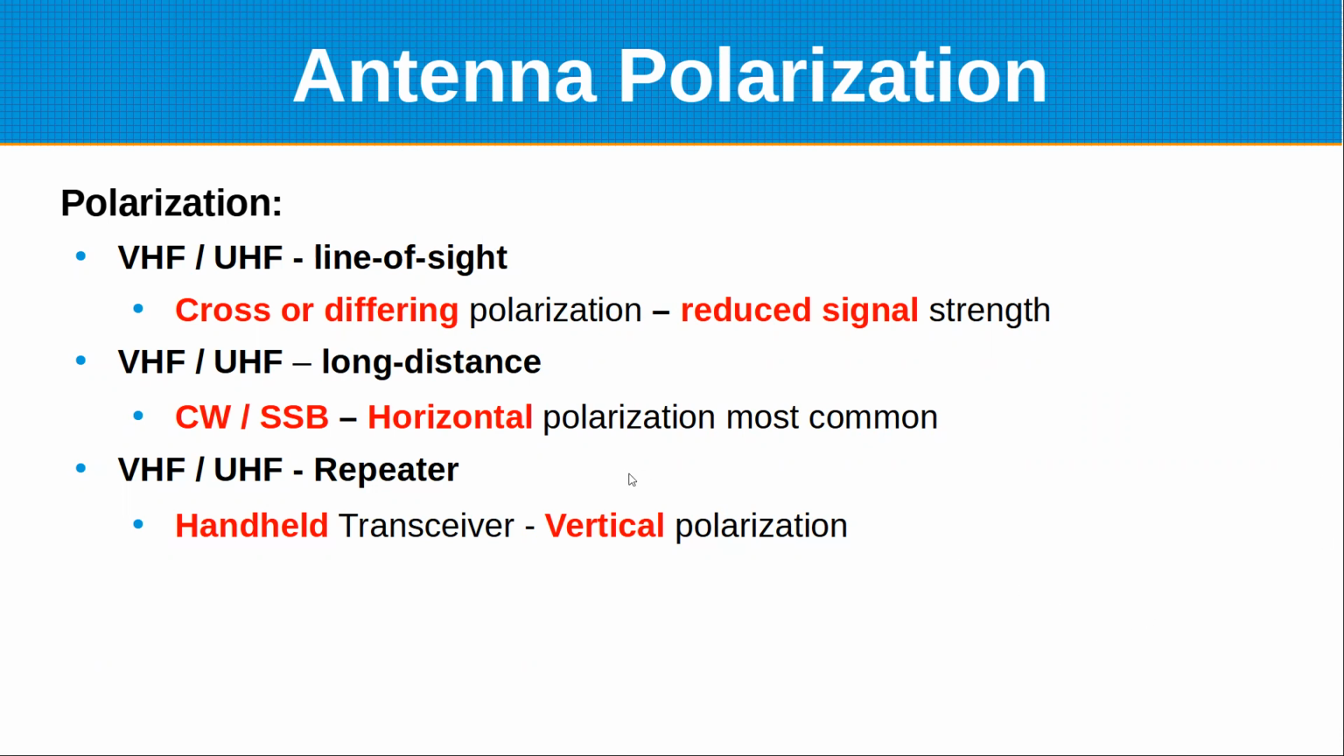And for repeater handhelds, normally you want to stay vertical. If you're having trouble talking to somebody, you want to try to keep both antennas up or sideways, but they need to be the same. And typically a repeater is always going to be vertical.